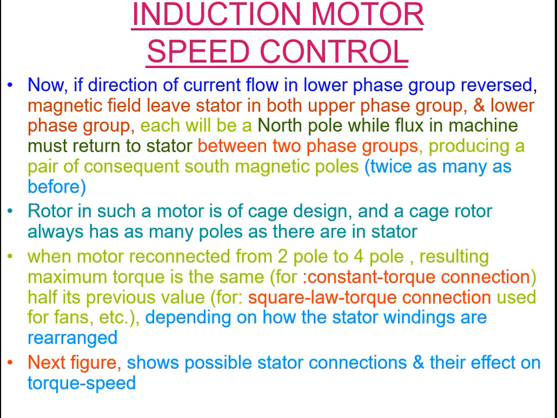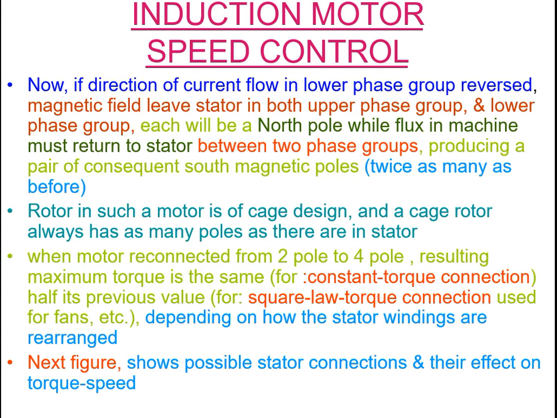Here we use the squirrel cage induction motor. It is only applicable for the squirrel cage induction motor. Why? Because the rotor is always aligned with the number of poles present in the stator. So the slip ring induction motor is not used. When the motor is reconnected from 2 pole to 4 pole, the resulting maximum torque is the same. It is only applicable for the constant torque connection.